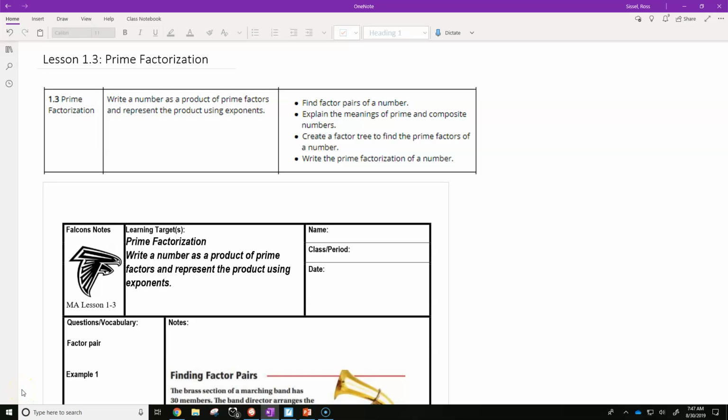Alright, so this morning we are working on lesson 1.3. Our lesson is over prime factorization. How many people kind of remember what prime factorization is? Good. Okay, not that many, but that's okay.